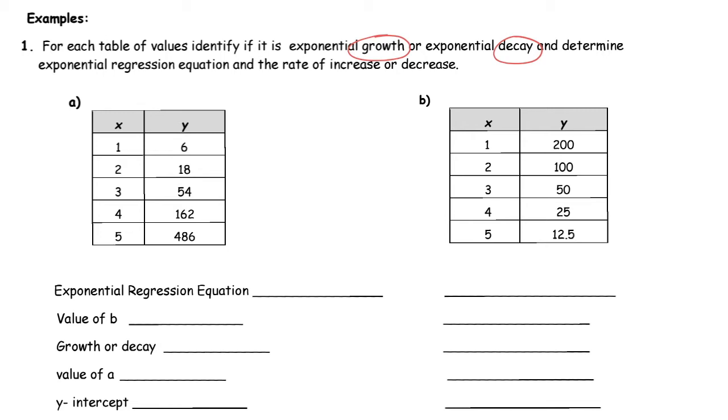So what we've got here, for this first one, I go 1, 6, 2, 18. Notice that the values are growing here. So this is clearly going to be growth. Whereas the second one, I've got 1, 200, 2, 100, 3, 50. This is clearly decay. The values are getting smaller. Now what we want to do is go to the calculator and plug in this information. We're going to do this one at a time, and then I'll come back and fill in the information here. But we're going to go through and get the calculator to tell us what the regression equation is.